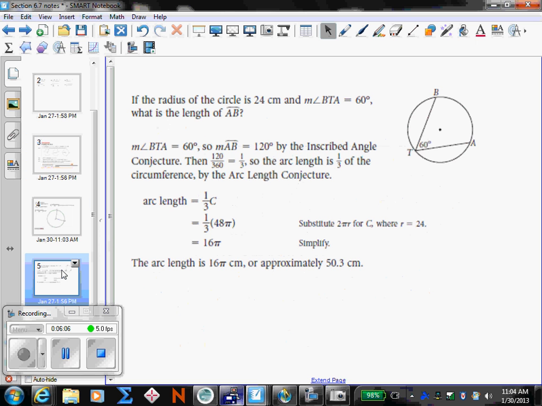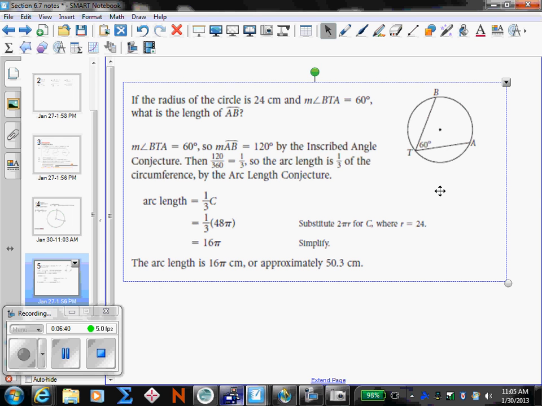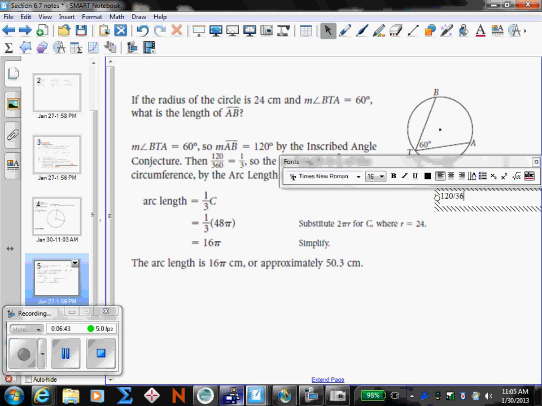Okay, here's an example. If the radius of a circle is 24 centimeters and the measure of angle BTA is 60 degrees, what's the length of arc AB? So you need to know the degree measure of arc AB, and because this is an inscribed angle, you double that to get the arc. So arc AB is going to be 120 degrees. So we divide that, 120 divided by 360, and when we do that, we get 1/3.